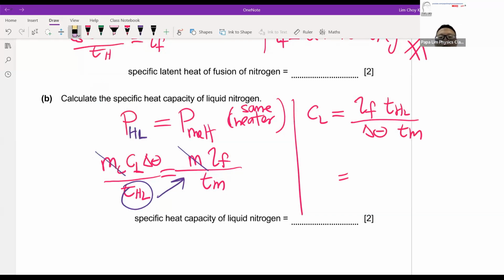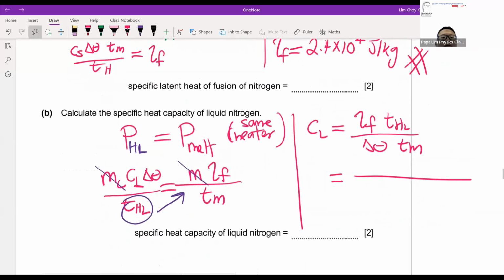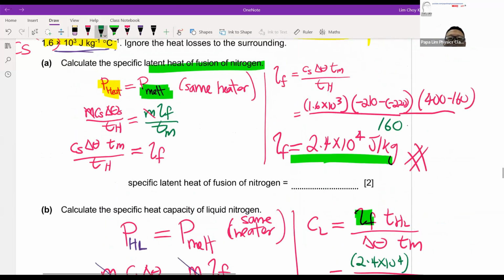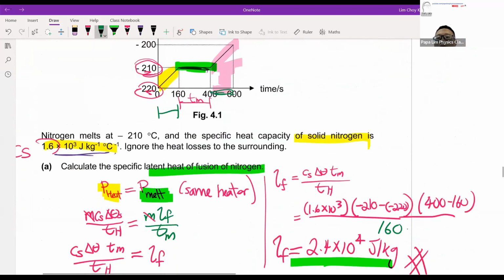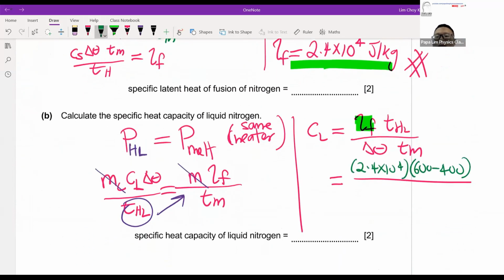Now with this, we substitute all the variables inside. LF you found already, it is the answer from the earlier part. So I substitute inside 2.4 times 10 to the power 4. THL, the time to heat up the liquid, is 400 to 600, so it will be 600 minus 400 seconds.